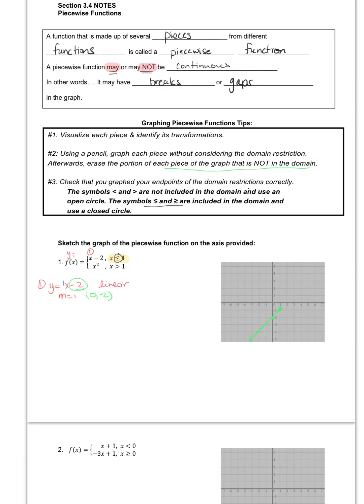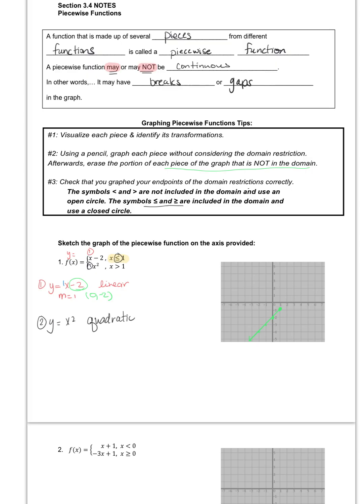Okay, so now let's go to number 2, the second part of the graph. So the second part of the function that we need to graph is this part here. I'll call this number 2. Number 2 is y equals x squared. Well, that's a quadratic.